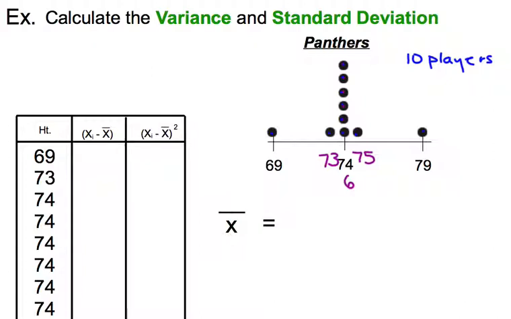Now we're going to go ahead and find the mean. So we're going to add up all of these heights. So we'll take 69 plus 73 plus 74 times 6 players plus 75 plus 79. And we get a total of 740 inches. We have to divide that by 10 players. So when we divide 740 divided by 10, our mean is 74 inches.